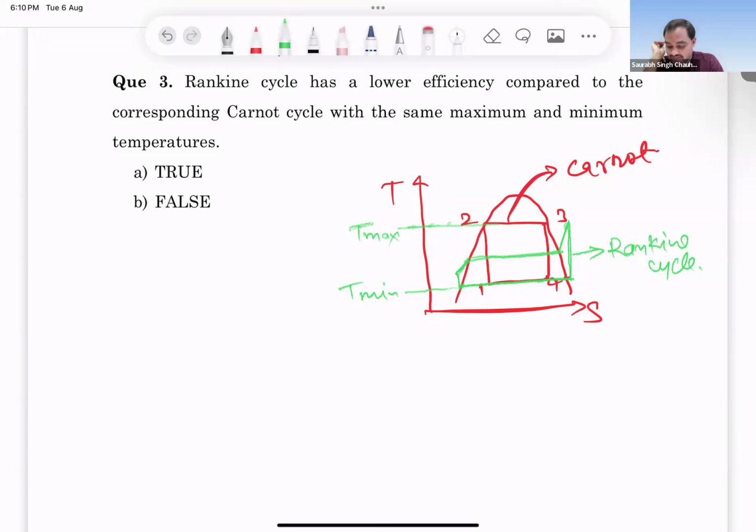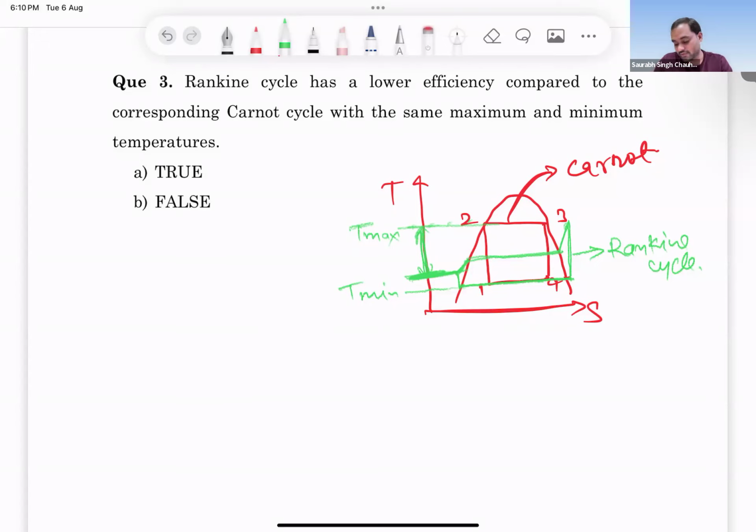temperature of heat addition is less as compared to average temperature of heat addition in Carnot cycle, because in Carnot cycle all the heat is added at the T max, but in Rankine cycle heat is added from this point to this point. There is a whole temperature range of heat addition. So the average temperature of heat addition is reduced. For this reason the efficiency of Rankine cycle will be less as compared to efficiency of corresponding Carnot cycle. So this is the underlying concept.